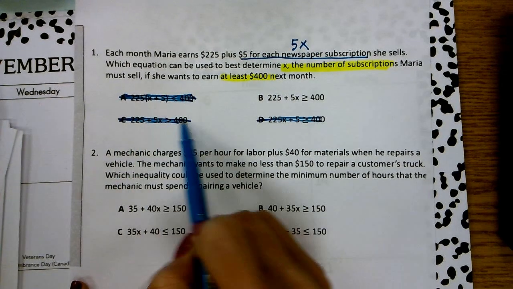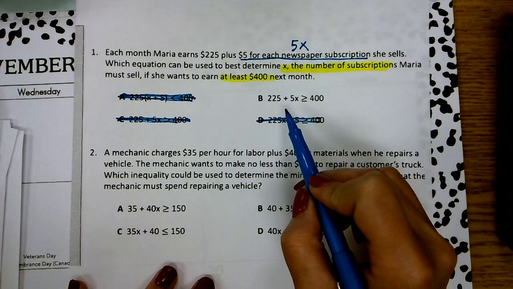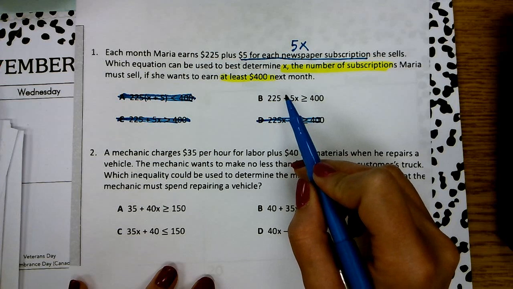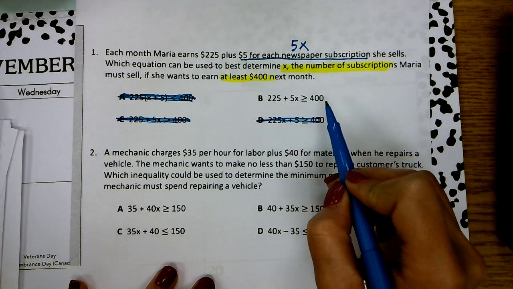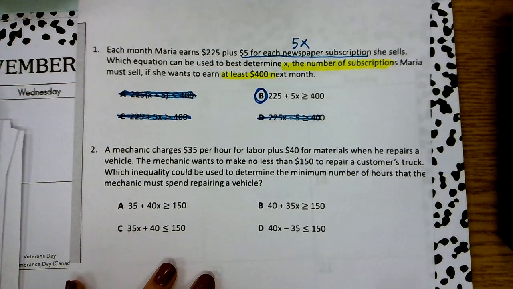So is this the answer? No. We need that greater than or equal to symbol to represent at least. This is saying the amount of money that she earns each month can be greater than or equal to 400. So it can be at least 400. So letter B is your answer there.